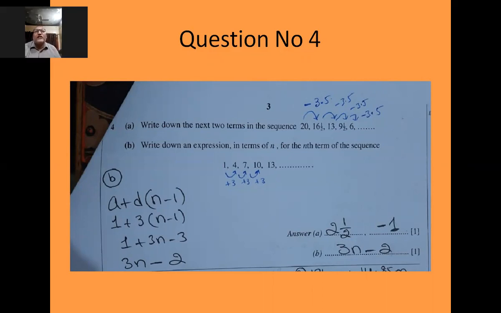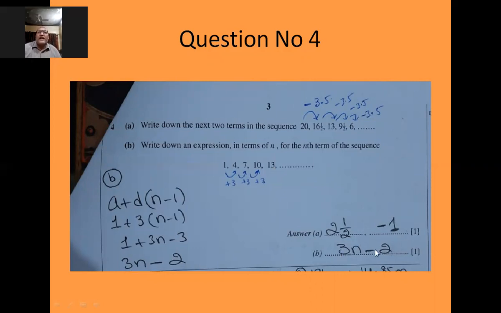Then he says, write down an expression in terms of n for the nth term of the sequence. If you look at this sequence carefully, 1, 4, 7, 10, 13, 3 is added, then again 3 is added, again 3 is added, again 3 is added. So I can use this formula, a plus d bracket n minus 1, and a means the first term of the sequence, that's 1, and d means the difference which we are adding here. So that will be 3 bracket n minus 1, so it will be 1 plus 3n minus 3, so that will be 3n minus 2.